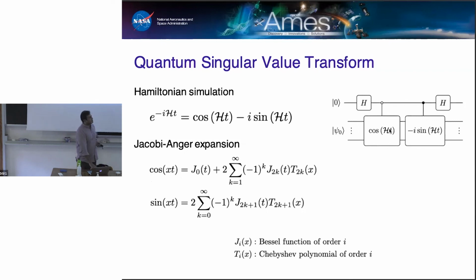In this case, the LCU is rather simple because you only have two terms, and so you only need a single qubit whose prepare circuit is very straightforward. It's just applying the Hadamard gate. You prepare the Hadamard gate, and conditioned on this qubit being a 0, you do the quantum eigenvalue transform for cos Ht, and conditioned on this qubit being in the 1 state, you do the eigenvalue transform for minus i sin Ht. And then you do UPrep dagger.